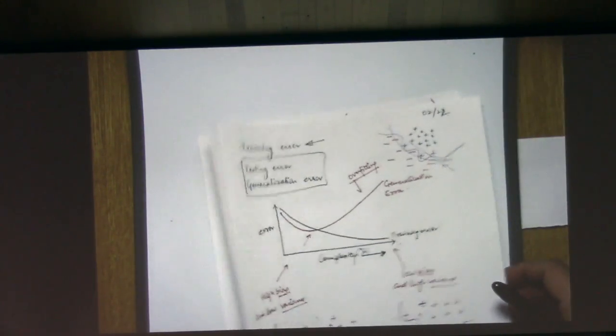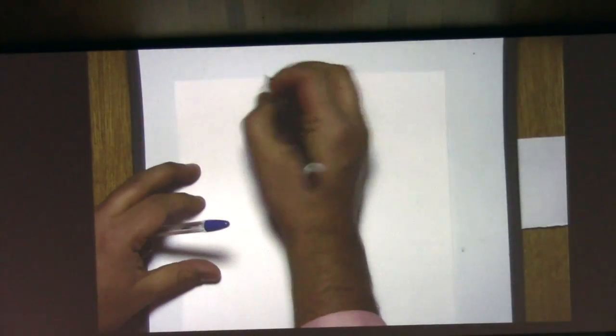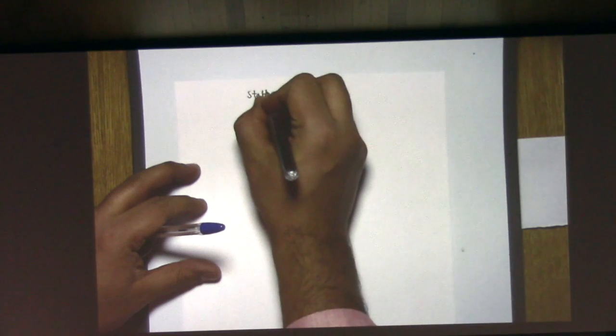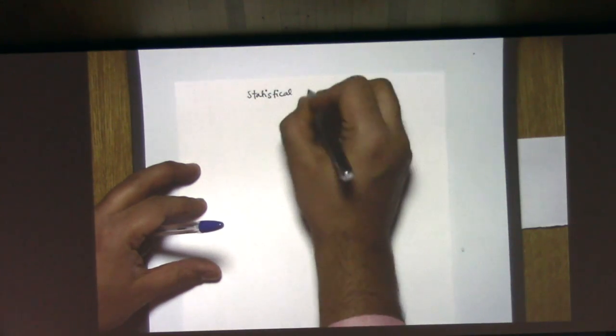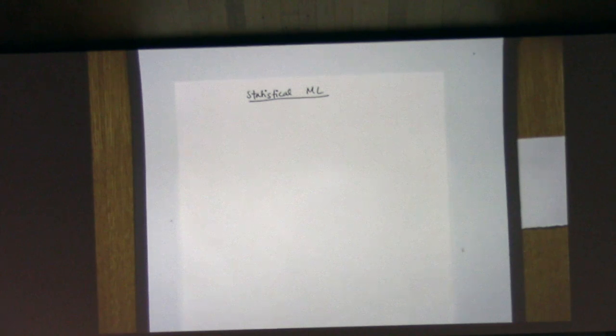Fantastic. So that ends our discussion on neural networks and regularization. So now what we will do is we'll start a new topic in the general area of statistical machine learning, right? Or probabilistic machine learning. Right? So this is a different way of doing machine learning, right?